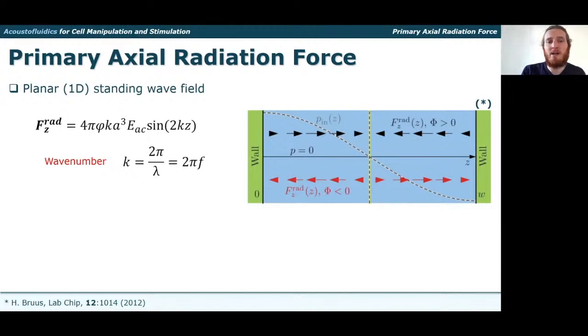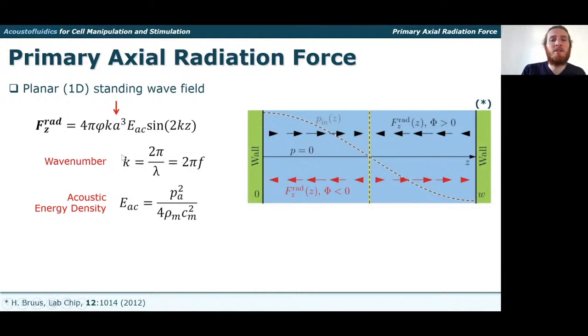For example, the wave number, k, is defined as 2 pi over the wavelength of the sound wave, which is also equal to 2 pi multiplied by the frequency over the speed of sound. E_ac is the acoustic energy density, which is defined as the acoustic pressure squared over 4 times the density of the medium multiplied by the speed of sound of the medium squared.